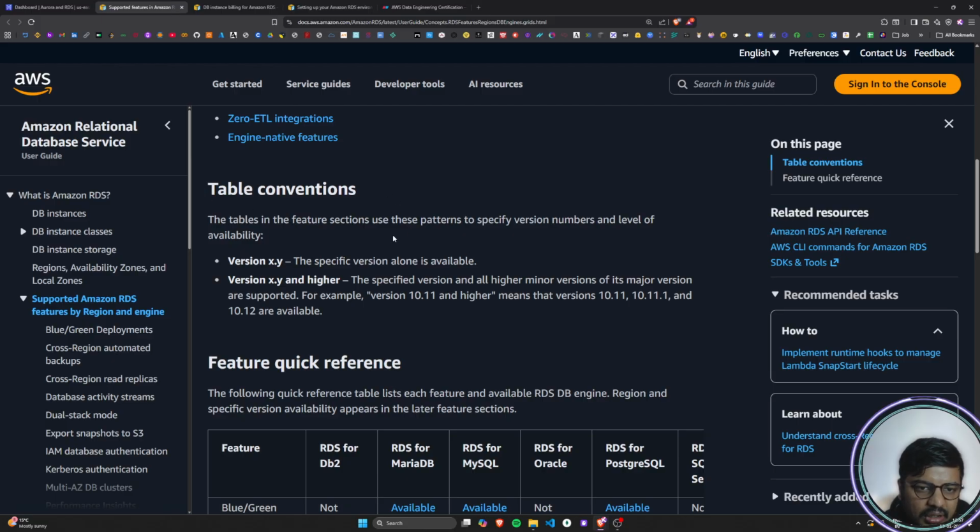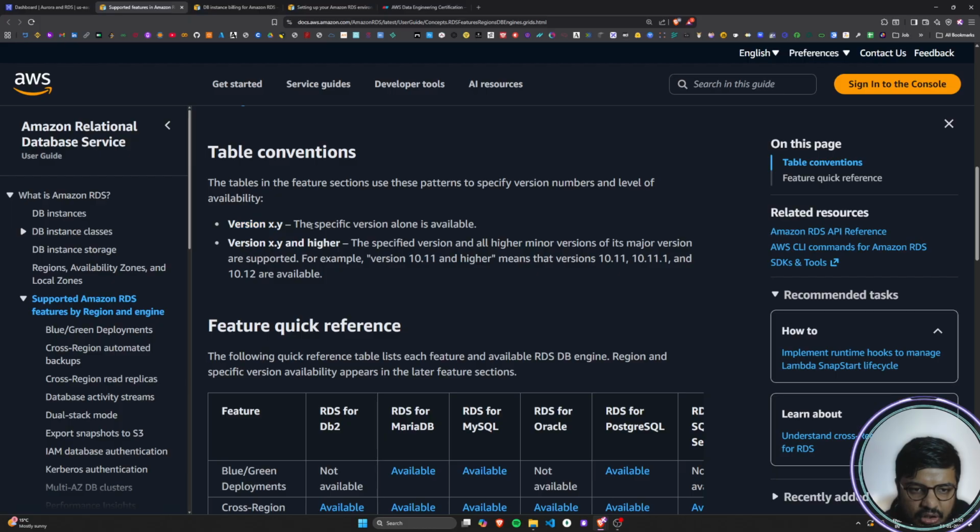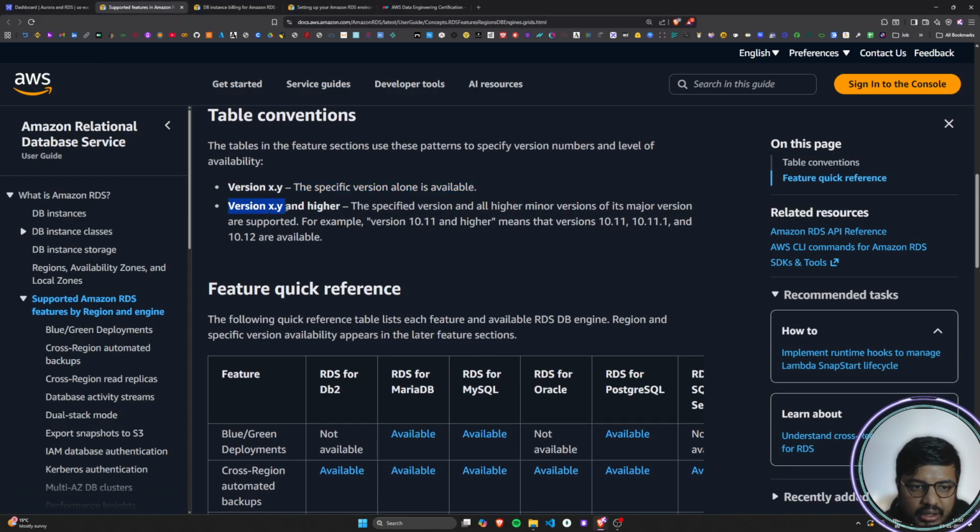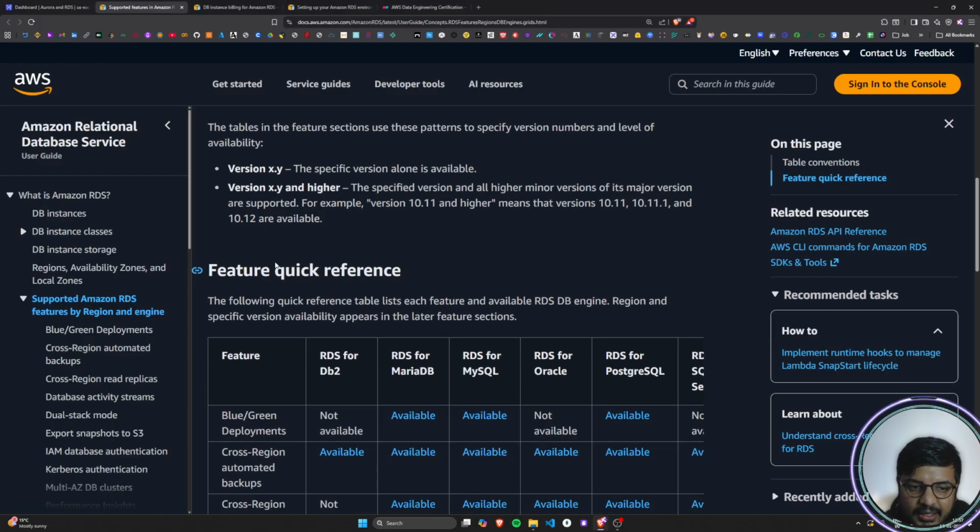Now let's talk about the table conventions. So the tables in the feature section use these patterns to specify version numbers and the level of availability. So version x.y, the specific version alone is available. Version x.y and higher: the specified version and all higher minor versions of its major version are supported. For example, version 10.11 and higher means all the versions 10.11, 10.11.1 and 10.12 are available.